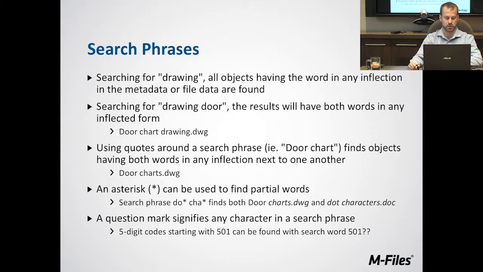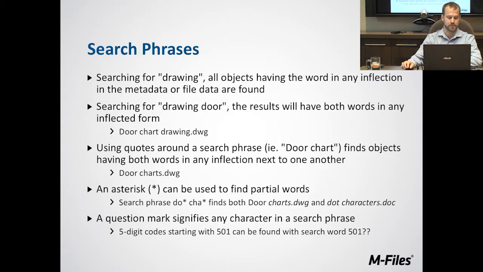If we use quotations around our search phrase, so if we search for door chart in quotations, both those words have to show up side by side. It can be anywhere in the document, but as long as they show up side by side, then it'll show up as a result. I'd say the most important one on this slide here is the asterisk, so the star.